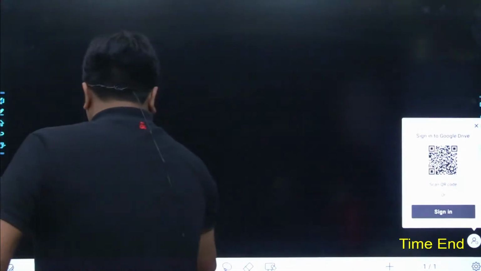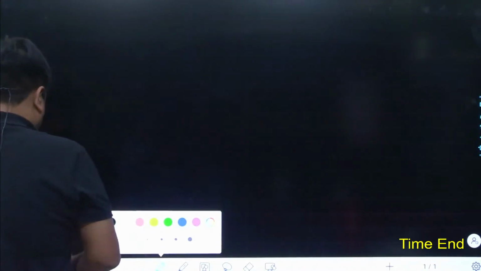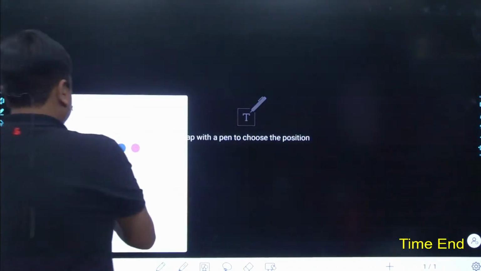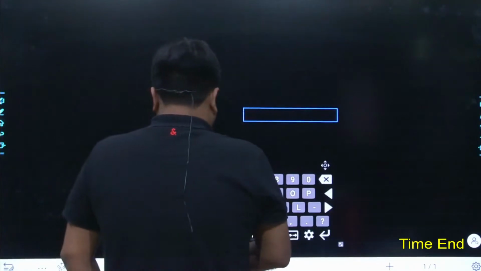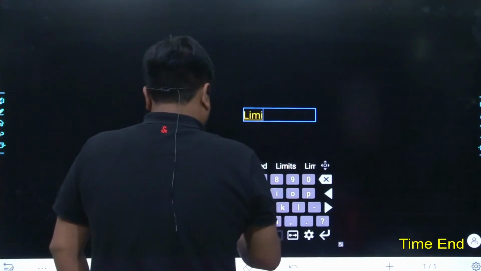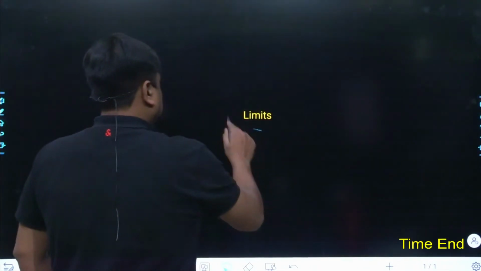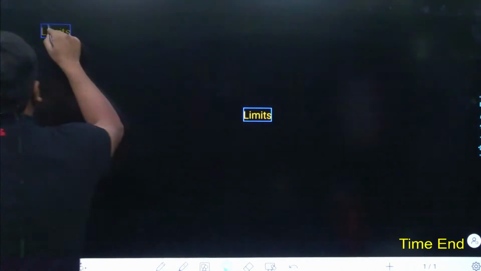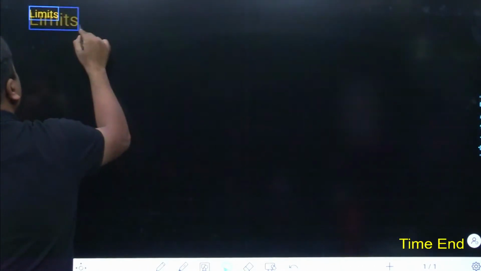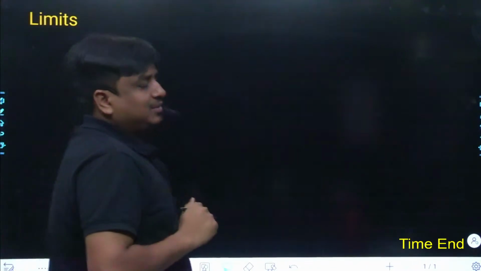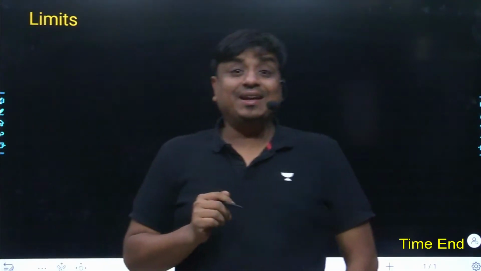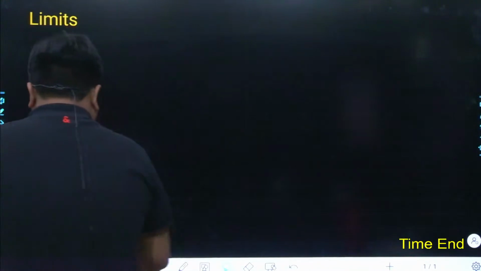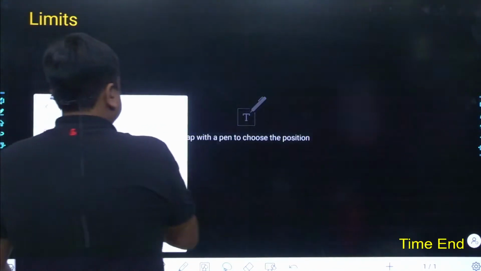So everyone, put the heading: what we are discussing in today's class is the concept of limits. We are going to focus on the concept of limits. Anyways, before starting this concept, let me focus on the indeterminate cases.